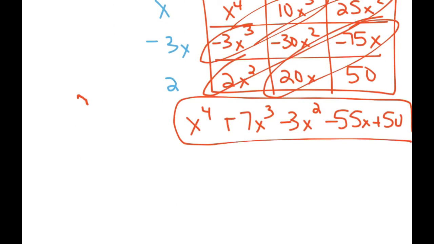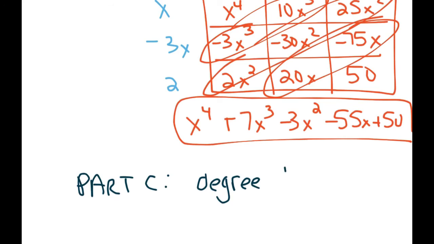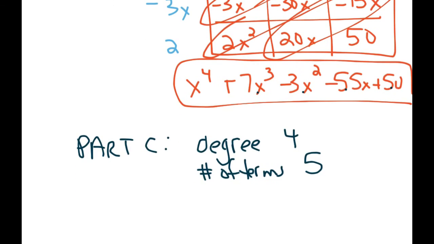So then when we get to part C, the question is, what's the degree of my polynomial? Well, I have a fourth degree polynomial. What is the number of terms of my polynomial? I have 1, 2, 3, 4, 5 terms. What's the leading coefficient? The leading coefficient is the coefficient in front of the term with the highest exponent, which in my case happens to be 1.